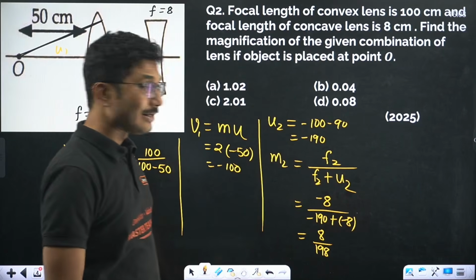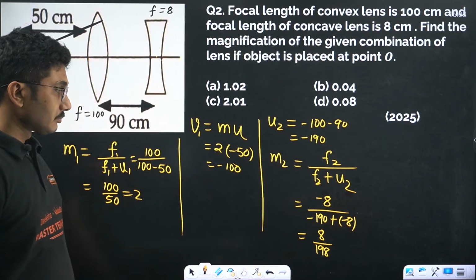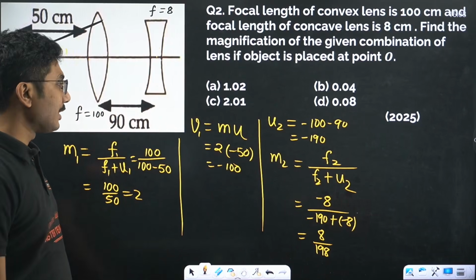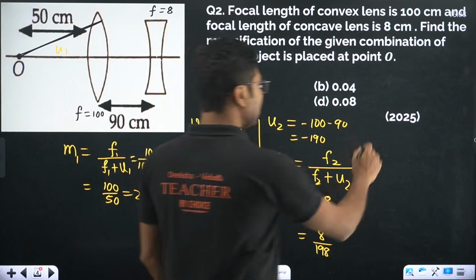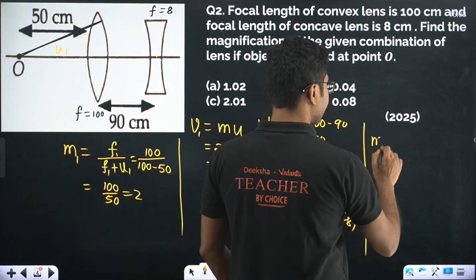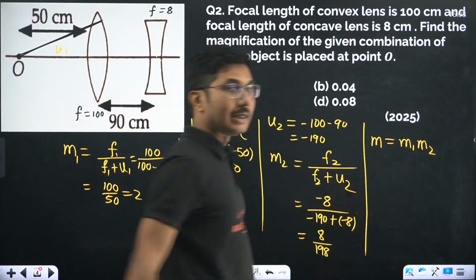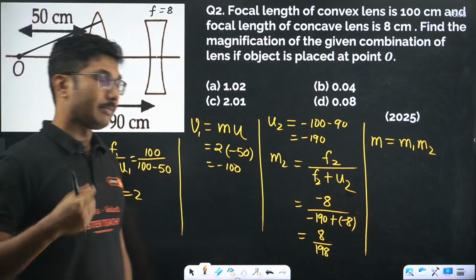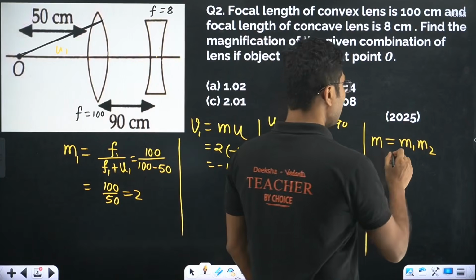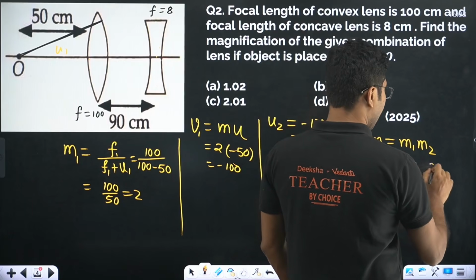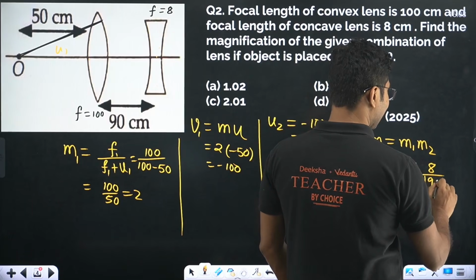So this is the magnification due to the second lens. Now what is the total magnification? Total magnification is given by the multiplication of the magnifications due to the individual lenses. So M1 is 2, M2 is 8 by 198.